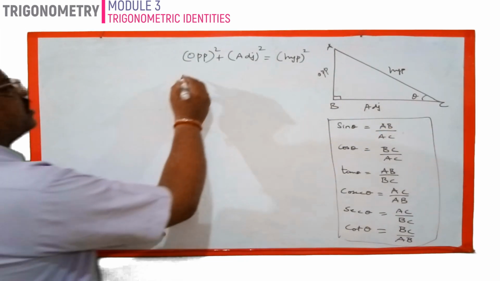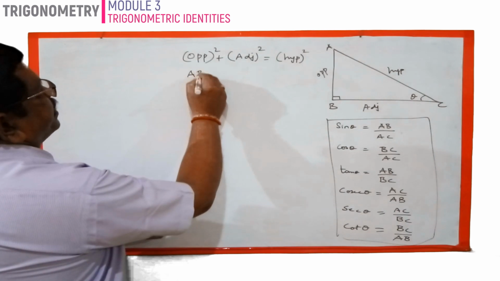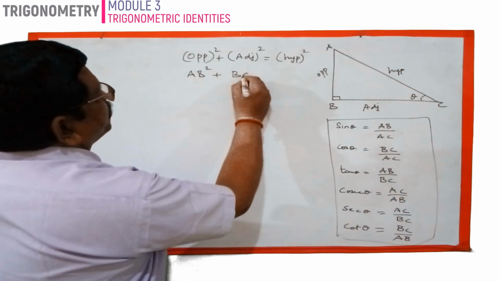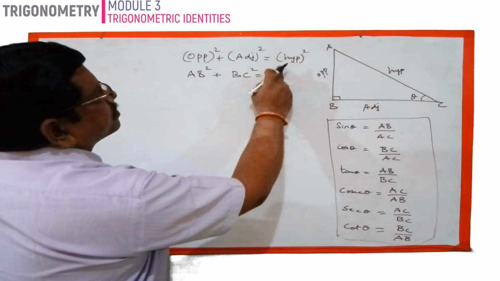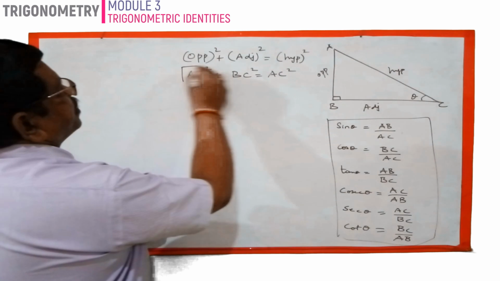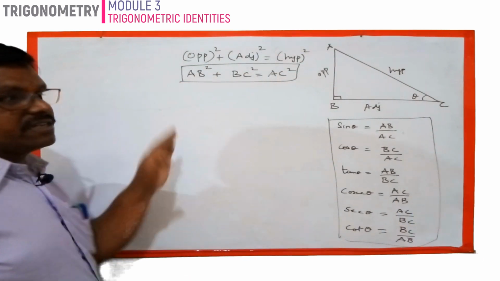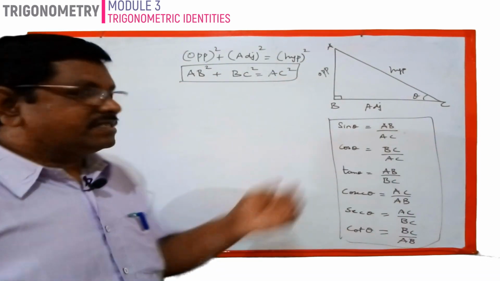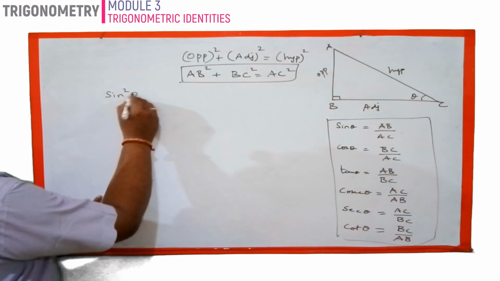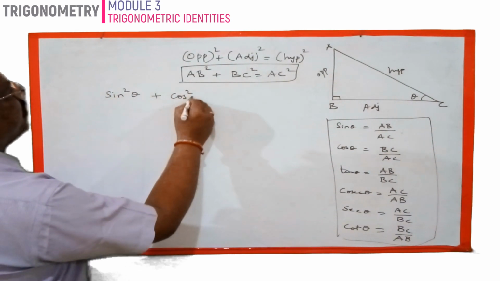So here the opposite side is AB, so AB square, plus the adjacent side is BC, so BC square, is equal to the square of the hypotenuse, that is AC square. We have got one relation. Let this relation be there. Now let us take sin square theta plus cos square theta. What may be its value?